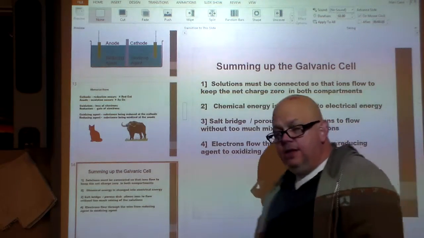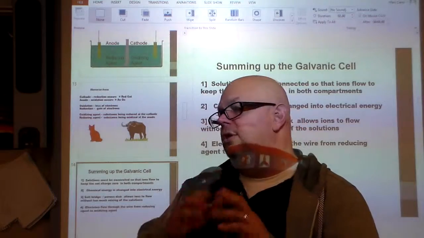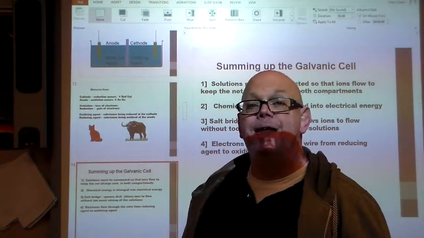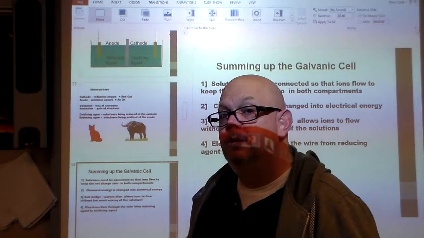And with that, guys, I'm hoping that gave you a little bit of a clue on the galvanic cell. This is the basic principle of how batteries operate.